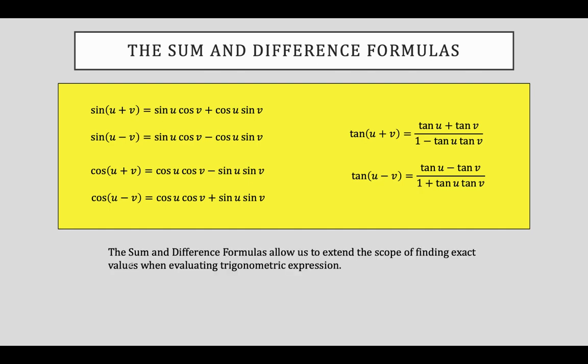Now, the sum and difference formulas allow us to extend the scope of finding exact values when evaluating trigonometric expressions. I'm going to show you some relationships to the unit circle, relationships to angles that aren't on the unit circle, as well as utilizing these sum and difference formulas when proving identities and solving trigonometric equations. So a lot of what we have done already, just building on it using these new formulas.